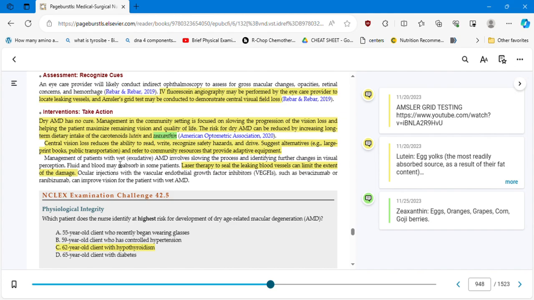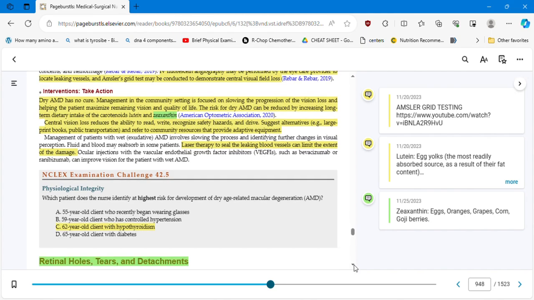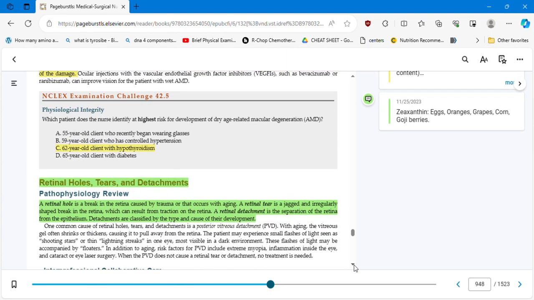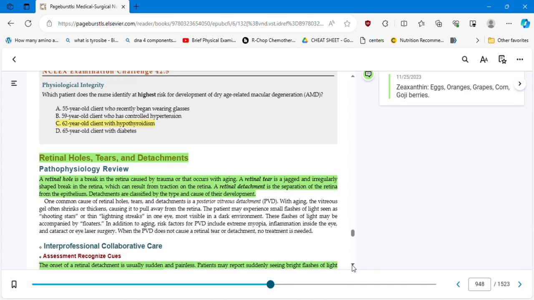Central vision loss reduces the ability to read, write, recognize safety hazards, or drive. Exactly. Suggest alternatives: large print books, public transportation, and refer to community resources that provide adaptive equipment. Laser therapy to seal the leakage of blood vessels can limit the extent of the damage. Okay, pay attention to your NCLEX questions.